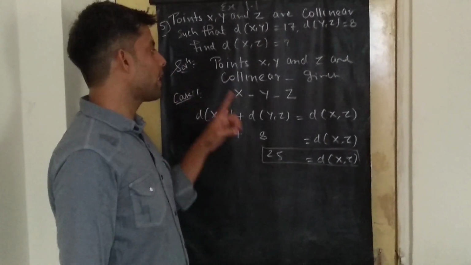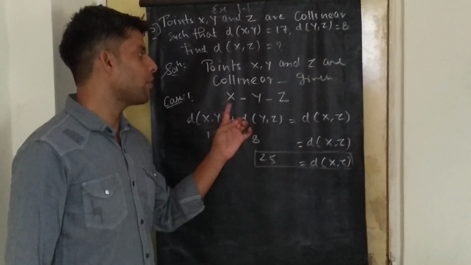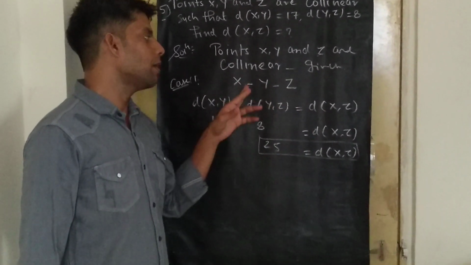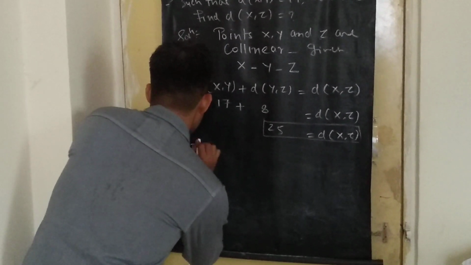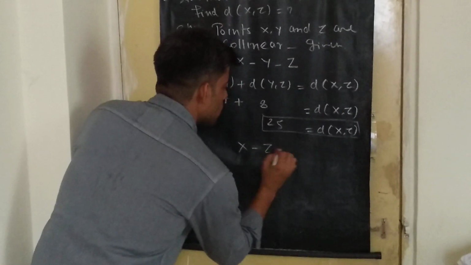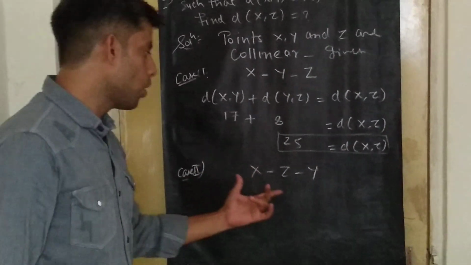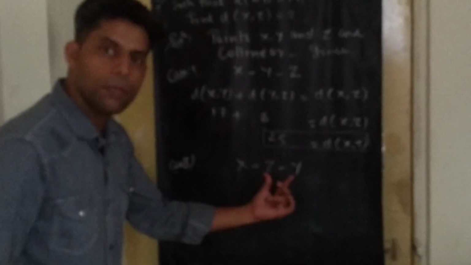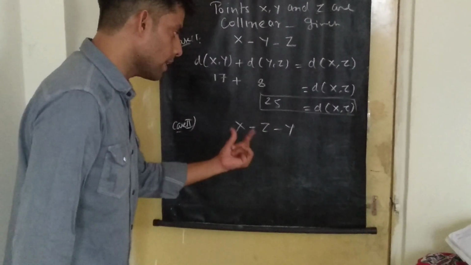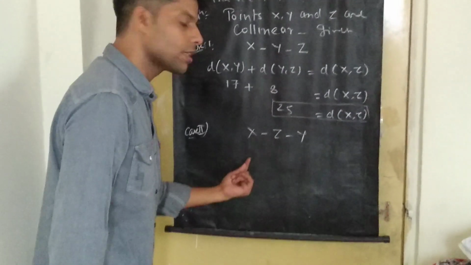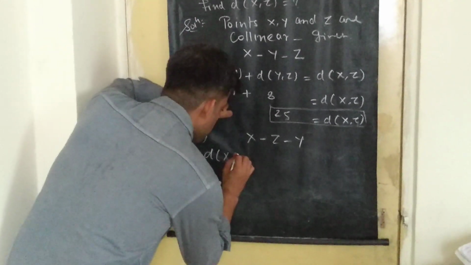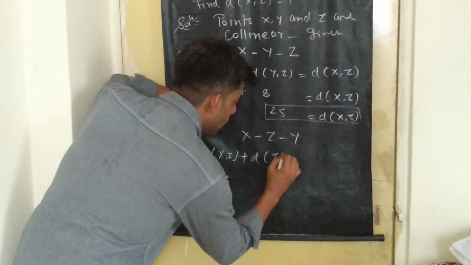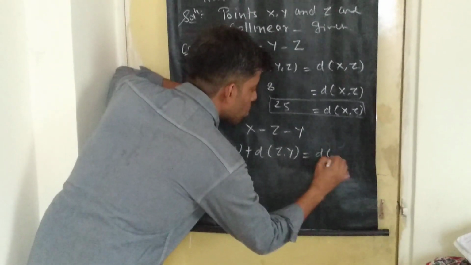Now students, we will take case 2. So in case 1 you have taken y in between x and z. Now we can take z in between x and y. So our case 2 becomes x-z-y. And now I want you to apply the same property here. First second plus second third is equal to first third. So we get distance of xz plus distance of zy is equal to distance of xy.